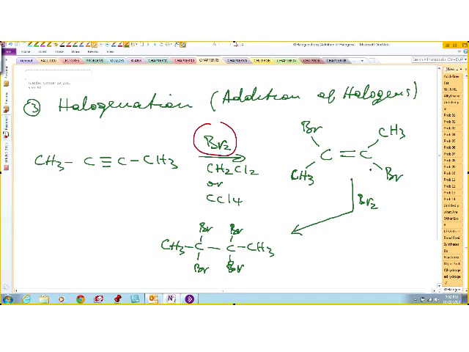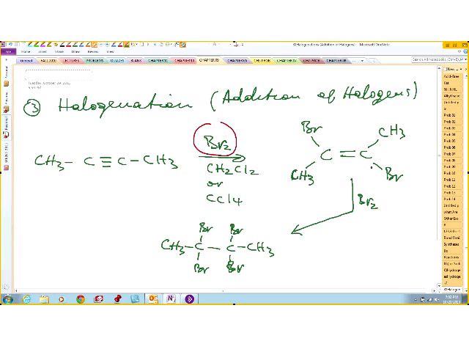Wedge and dotted line depends on how you're looking at the molecule. Right now, I am looking at the molecule this way. That's the way you're looking at it now, that's why it's flat. But if you look in here, then you see the wedge, one is coming at you. So it depends on your own perspective.